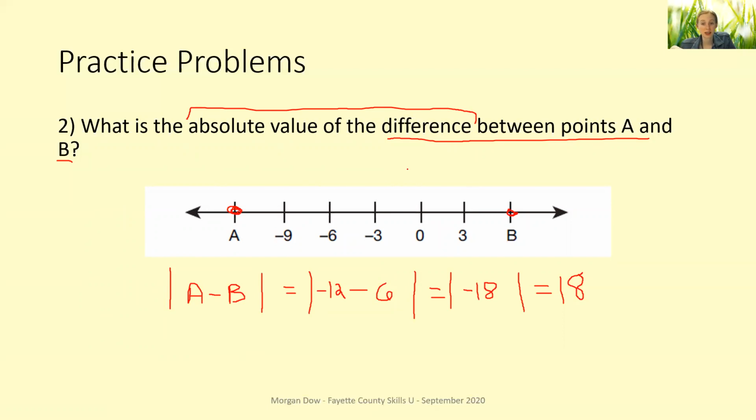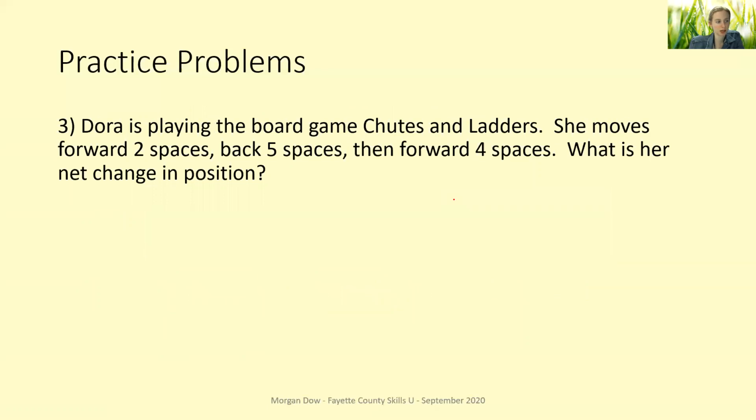And we actually did this problem in a previous homework where I asked you what's the distance between A and B. So the distance is 18. If you start at A and you walk up to B, you're going to have to cover 18 steps. Here, we rephrased the question a little bit. We said the absolute value of the difference, but we end up at the same result because it means the same thing.